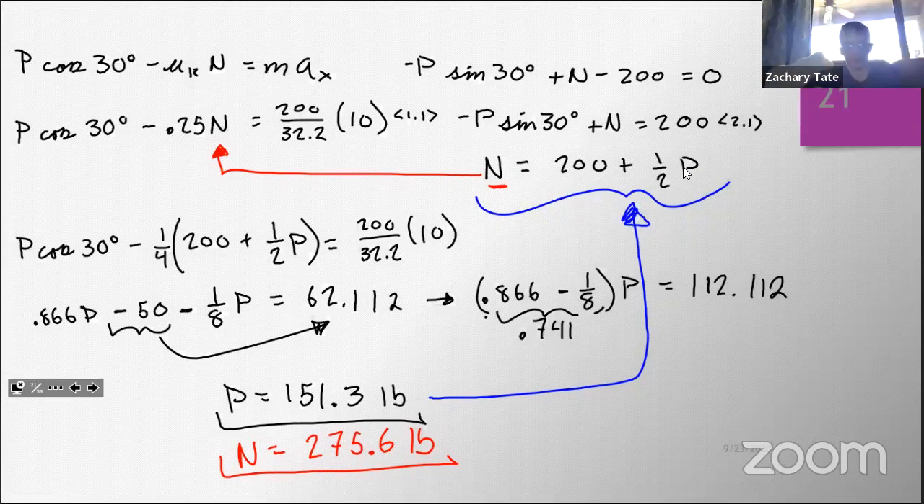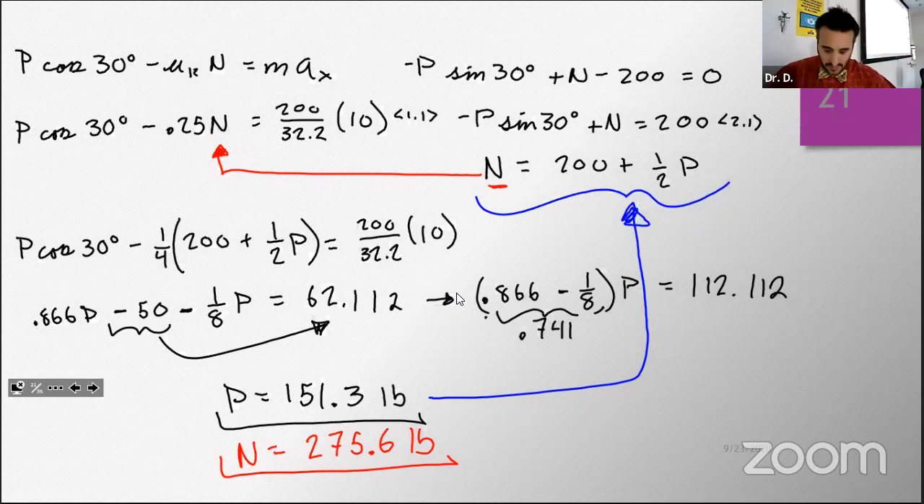If I may ask, I'm a little confused about how a force in the x direction, like in the beginning, ma_x is equal to 200 over 32.2 times 10. I'm guessing the 32.2 is the gravity, but... Yes.